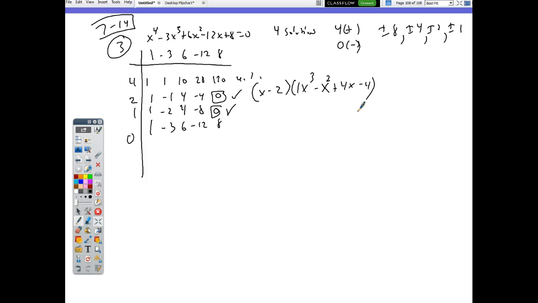We've been looking for 0 so long we forgot what we're doing. We're doing long division here, guys. That's what this is, the cheap way. Which means I divide out x minus 2, and this is what I get: 1, -1, 4, -4. Now, how am I going to get another factor out of there? I'm not sure. How do I get another factor out of there?